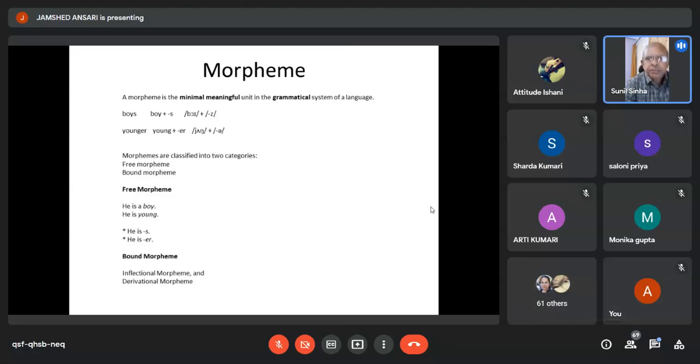Yeah, sorry for the interruption. So, did you understand free morpheme and bound morpheme? A free morpheme can occur independently in a sentence, whereas a bound morpheme cannot occur independently in a sentence. A bound morpheme has to be added to a free morpheme or a word.